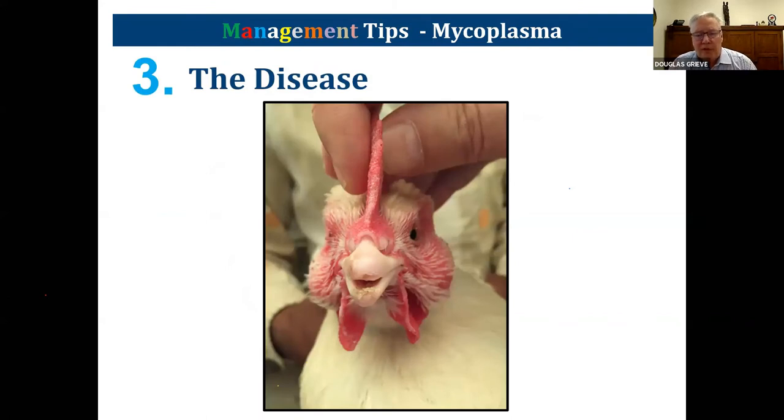A little bit about the disease. Of course, we all show the best disease pictures we can find. And here's a bird with a very severe sinusitis of the infraorbital sinus. In most cases, we won't see such an obvious swelling. The swelling may be more general head swelling and to a lesser extent.